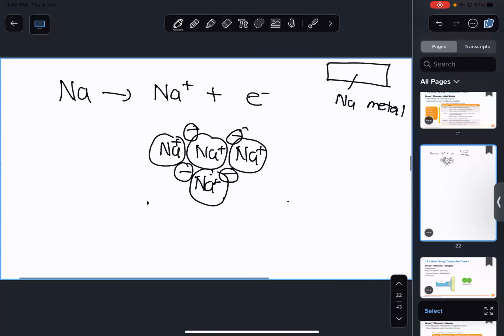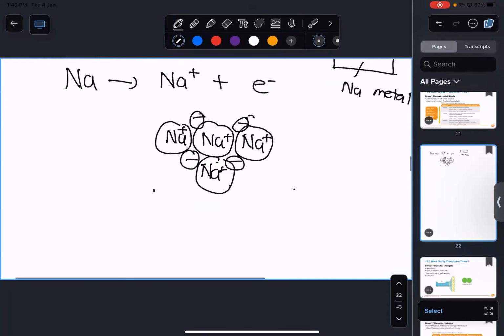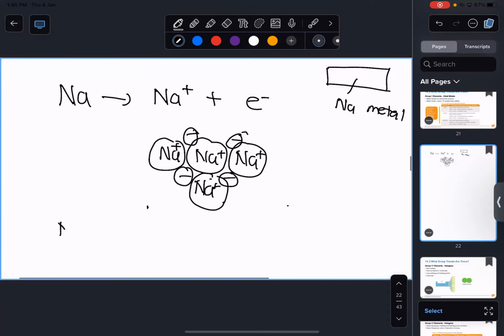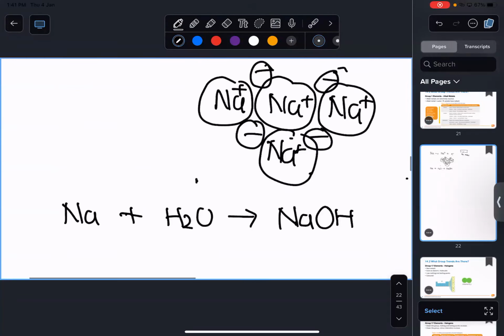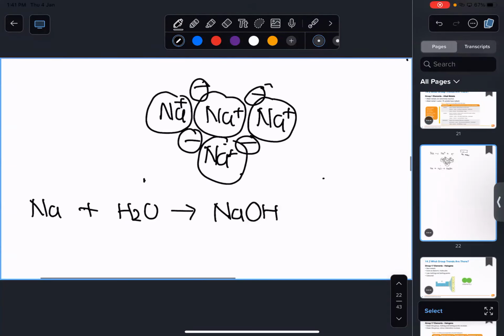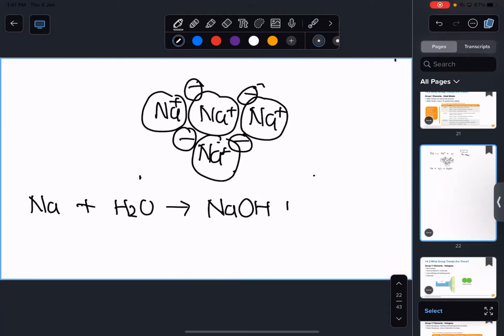Okay, so starting, let's write sodium plus water. Water formula, this one is straightforward, H2O. Then NaOH, because Na plus and OH minus. I'm showing how to start from scratch, how to write a balanced equation. NaOH plus what? Hydrogen, right? Formula H2. How to balance this?